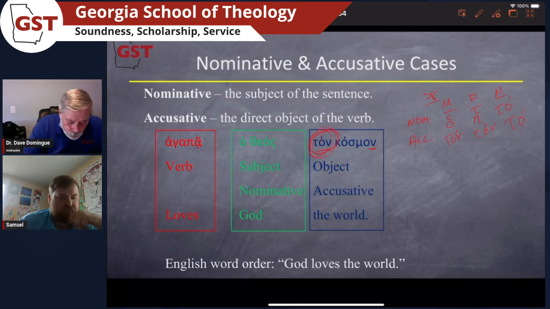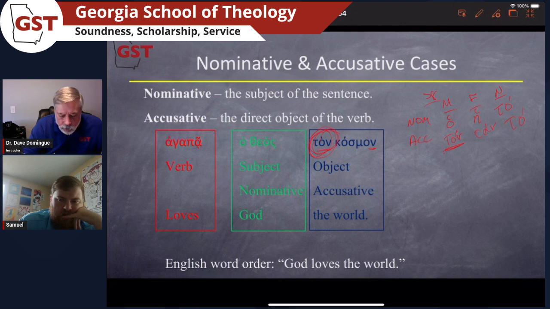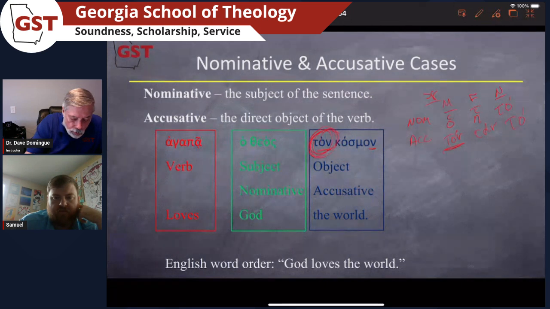So I'm trying to understand what you're saying. Here's the thing I'm confused about. Let me finish. So it can only be ton, accusative singular, masculine. That's all it can be, right? Yes, sir. Because of the article, right?